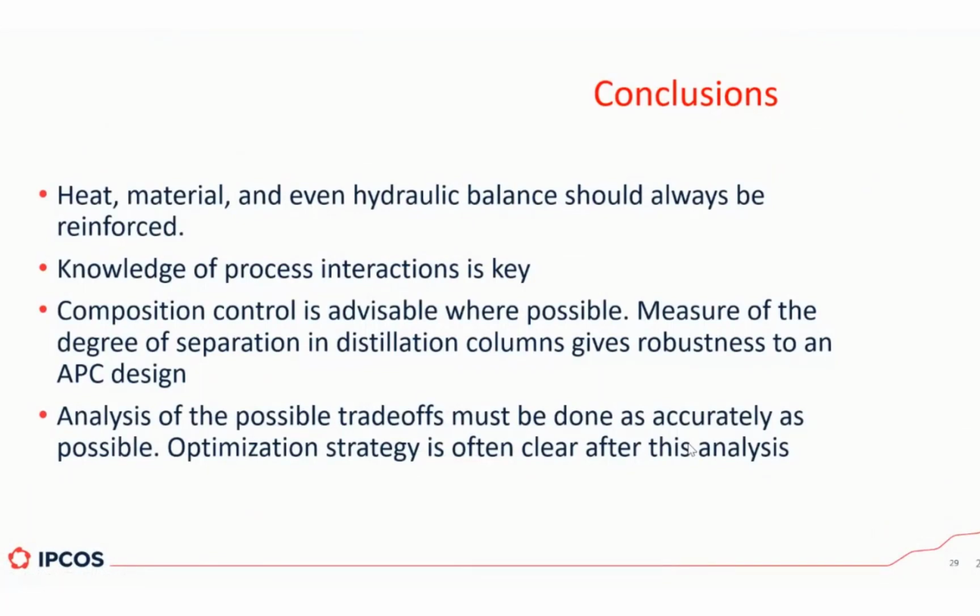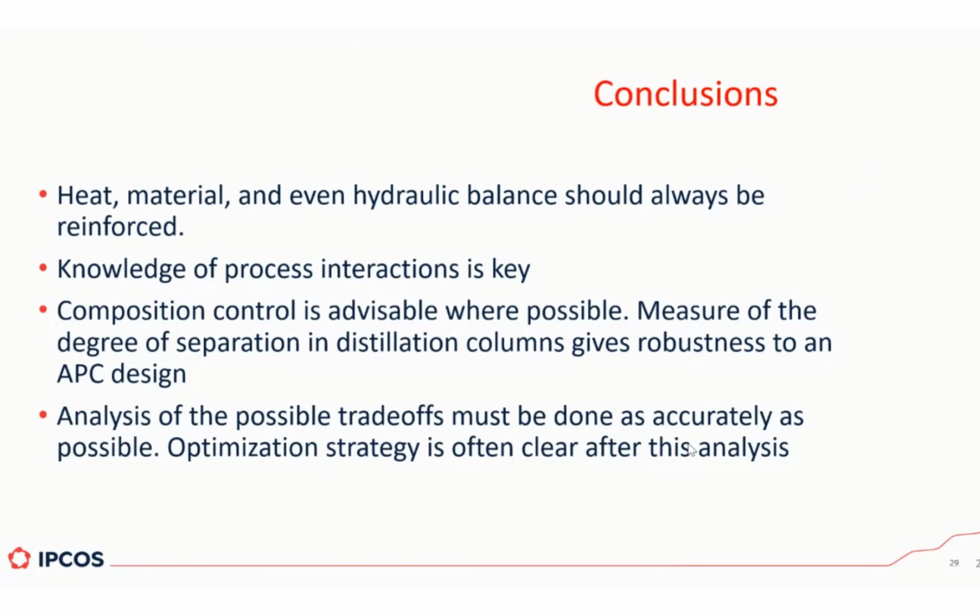Conclusions very quickly. So first of all, never forget that heat, material, and even hydraulic balance should always be reinforced by any kind of control that you do, either if it is just purity control or if multivariable control. Knowledge of process interactions is key. I think I just showed you. If you're not aware of all the process interactions, first of all, you will not be able to control it properly. And second of all, you will not be able to optimize it properly because you might be doing the wrong thing. Composition control is advisable where possible, obviously, yes.